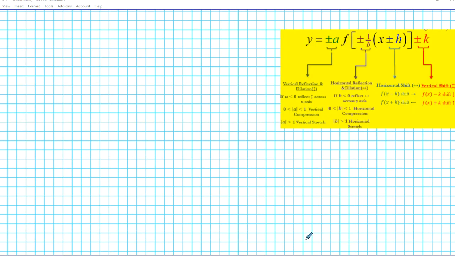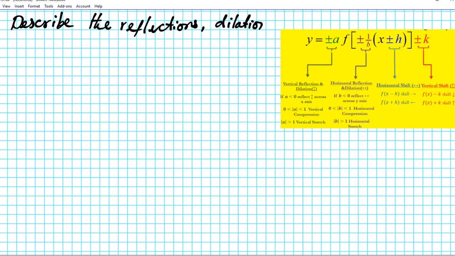Alright, let's take a look at questions 1 and 2. The first one, let's write down the instructions. We are to describe the reflections, dilations, and shifts, then sketch the graph.